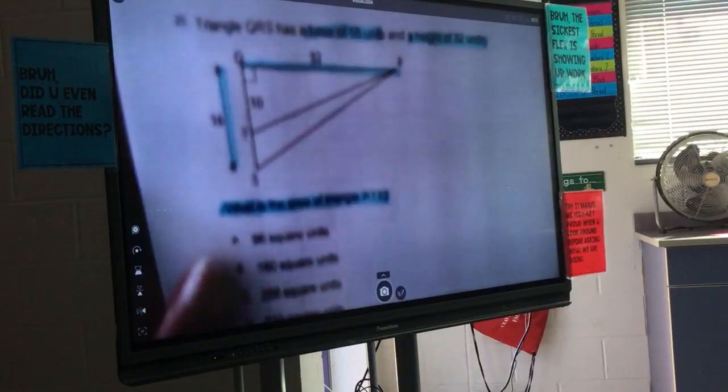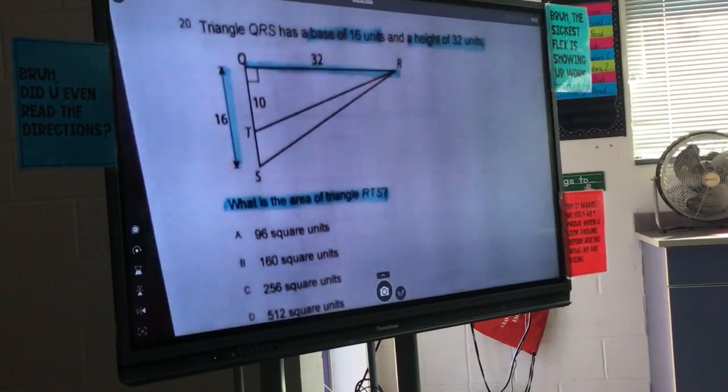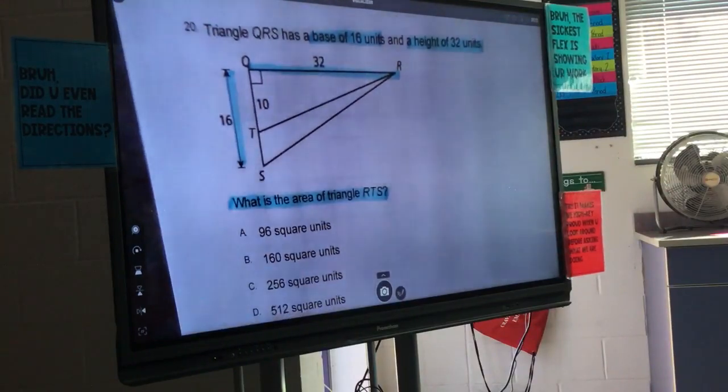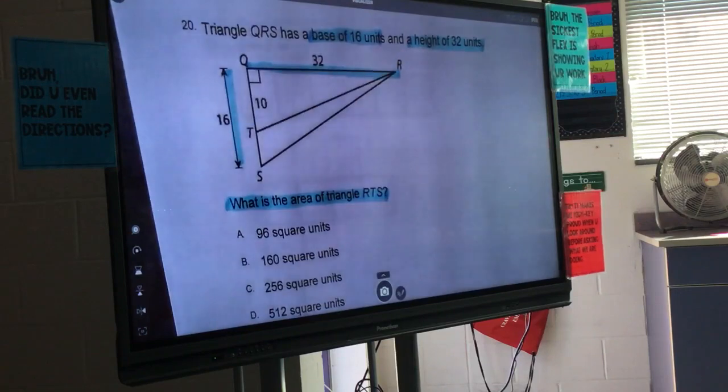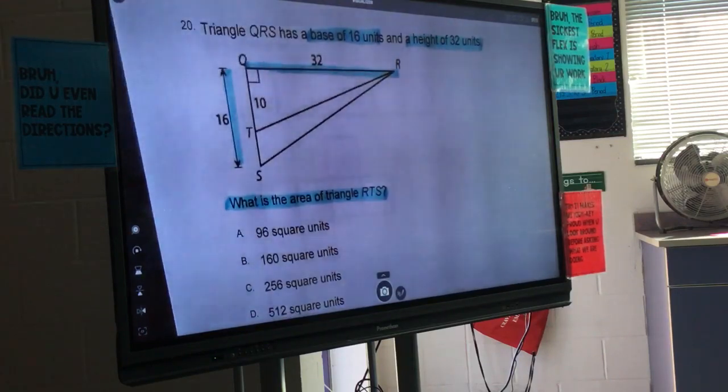Now, raise your hand and tell me, what is my formula to find the area of a triangle? What's the formula to find the area of a triangle? By now, everybody's hand should be up, because we have to know this. We have to know this in order to pass our test tomorrow. Or even work on it. Lauren.